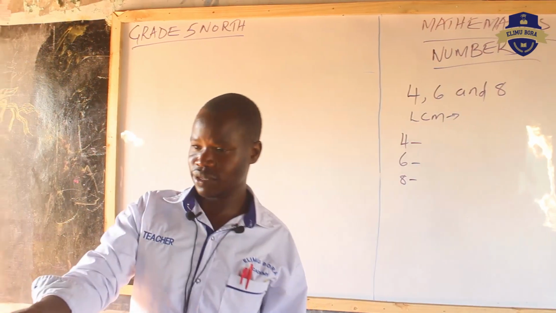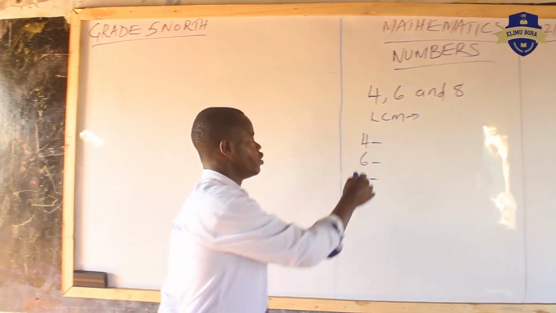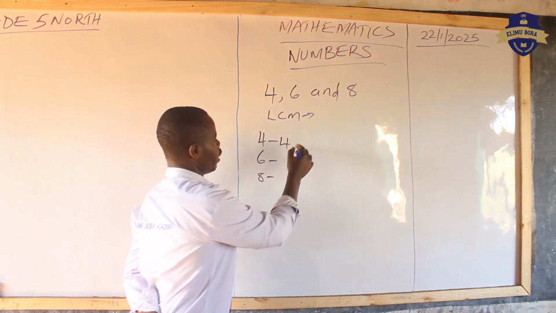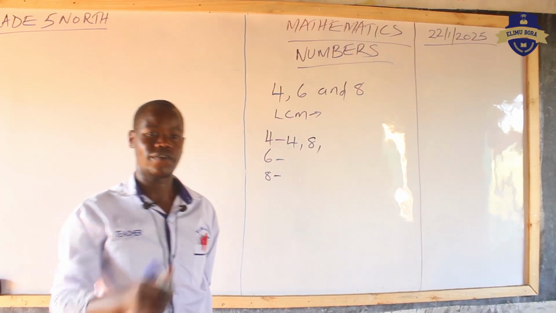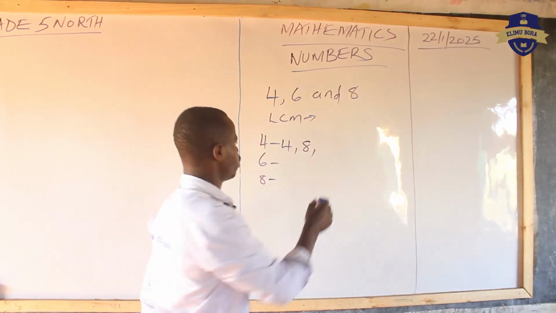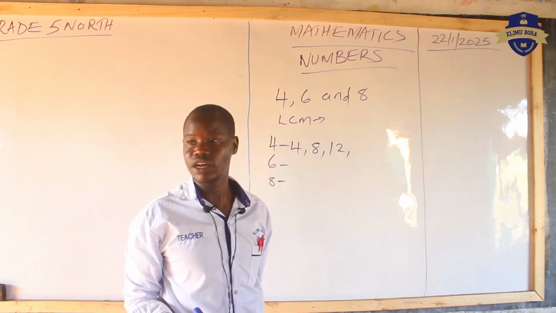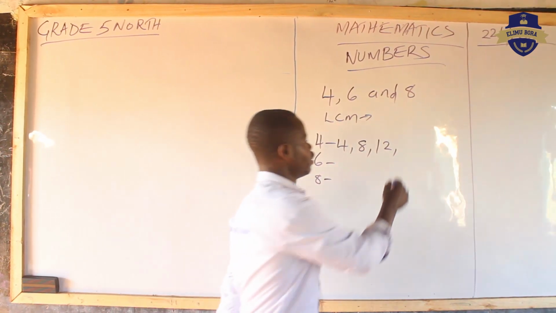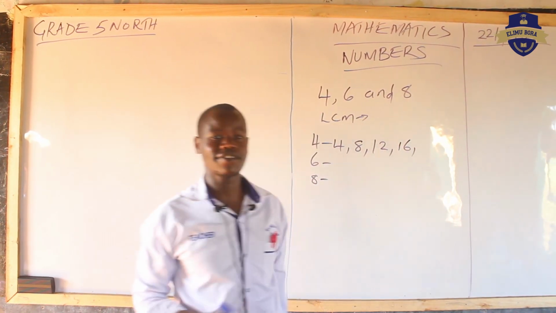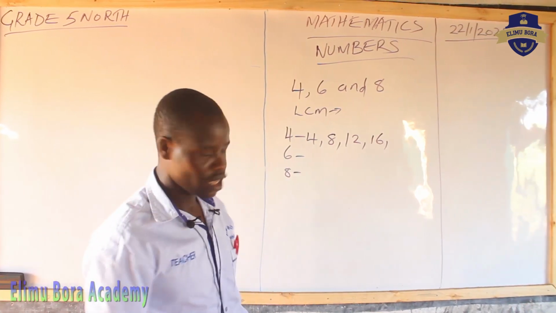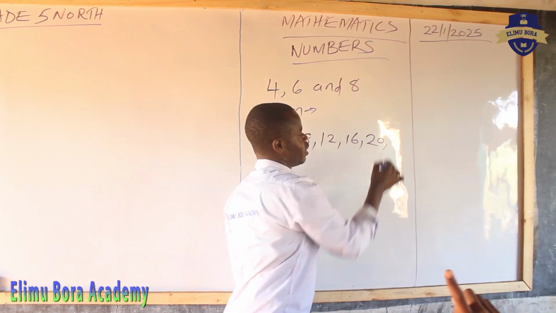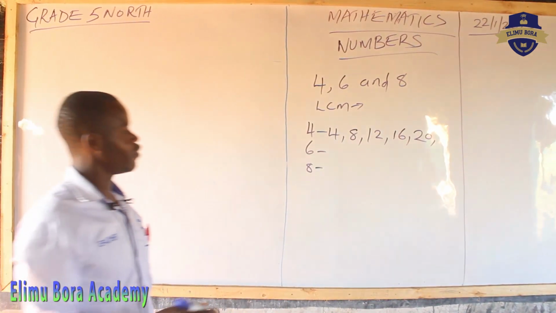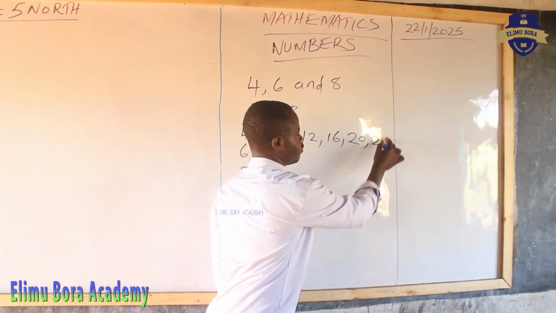You will have 4, and then 8, and then 12, then 16, then 20, and after 20 you will have 24. And then we go to 6.